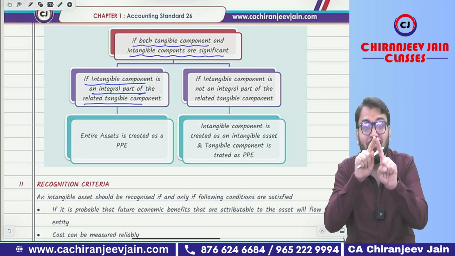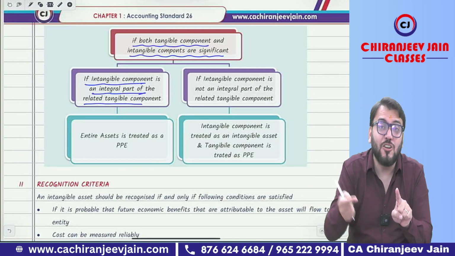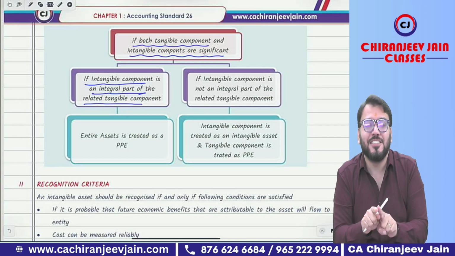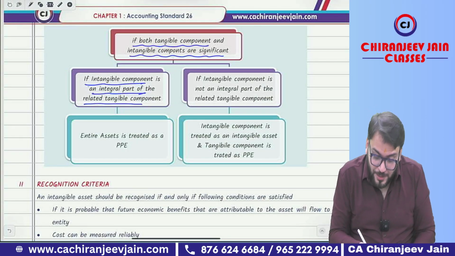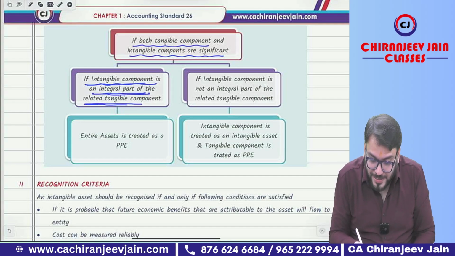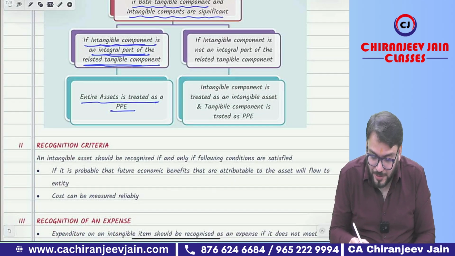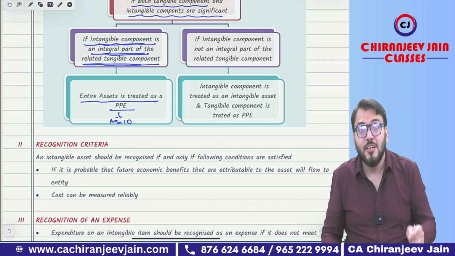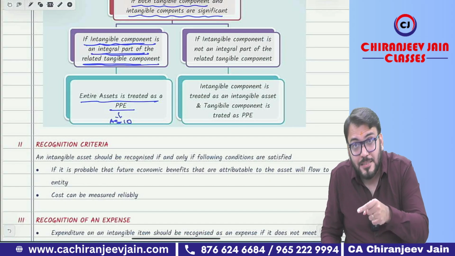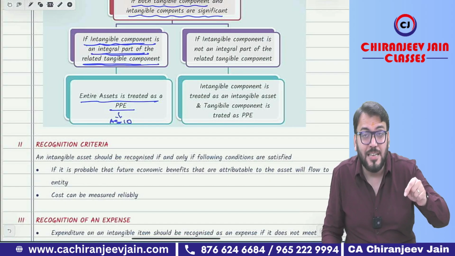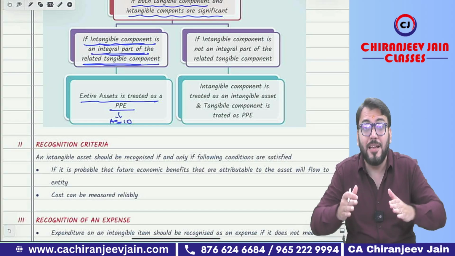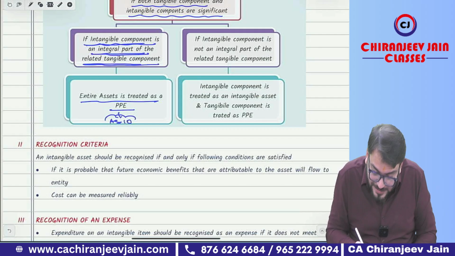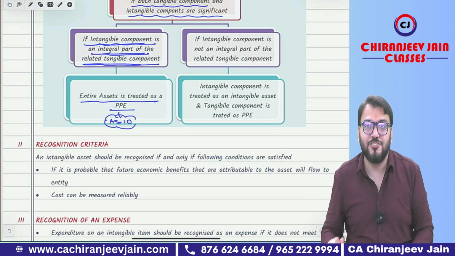Are you getting? In that case, when I say the operating system is an integral part of the laptop, we apply AS10 to the entire asset together. Correct? So if the intangible component is an integral part of the related tangible component, the entire asset is treated as PPE, and we apply AS10. For depreciation, apply component accounting. If the operating system has a useful life different from the useful life of the tangible component, then we need to apply component accounting for depreciation. AS10 we have already understood, and we need to apply AS10 in this. We will not apply AS26.